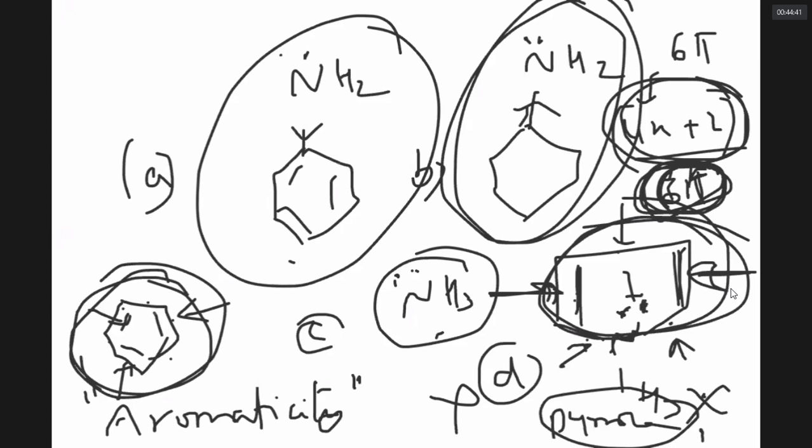Summary. An acid is one which gives H plus. An acid is a better acid if its conjugate base is stabilized. Conjugate base is that which has a minus charge. Conjugate base is stabilized if there is an electron withdrawing group. It is destabilized if there is an electron releasing group. The opposite is true for bases.